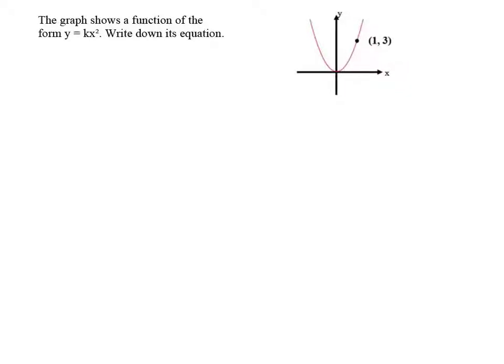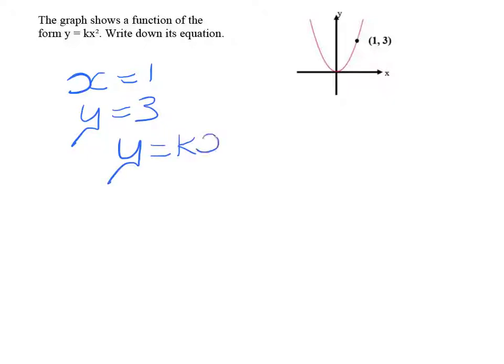We're given the form of the function, which is y equals kx squared, and we can take from the graph a point. In this particular case, we're given a point (1, 3). Sometimes we would be expected to identify that ourselves. We're going to plug these values into y equals kx squared, and we're going to end up with 3 equals k times 1 squared.